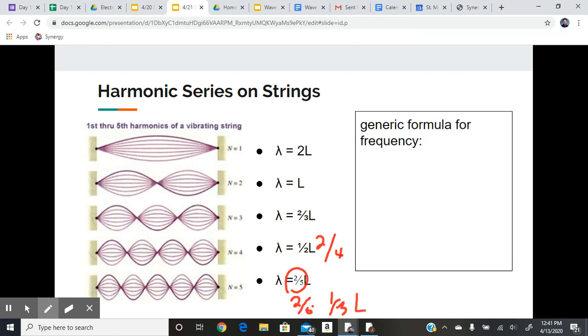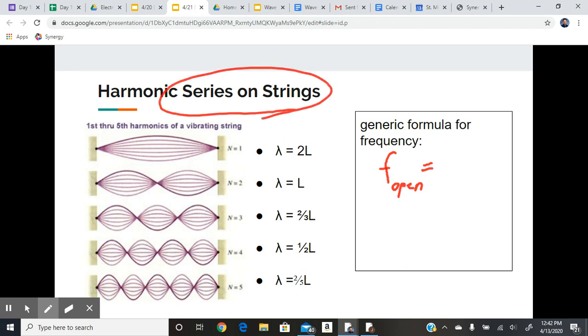Okay, and you can just keep going and doing that forever and ever as long as you're still able to see those harmonics and identify those harmonics. Okay, so our generic formula for frequency, when we're solving for the frequency when we know a couple of other things. Now, on your equation sheet, you're going to notice that this one is labeled as frequency open. So this equation can be used for either an open tube or, just like here, for standing waves on a string.